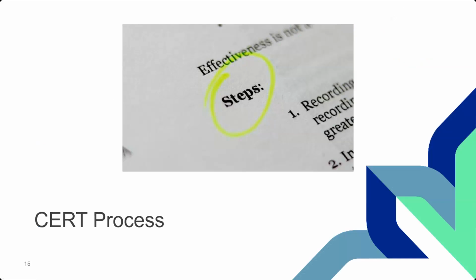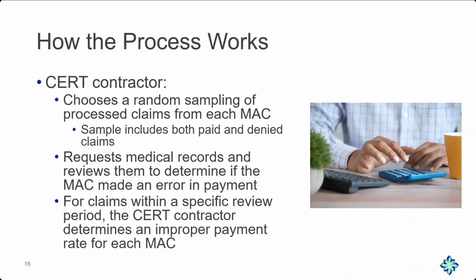Now I'm going to provide an overview of the CERT process itself. It begins with the claim selection. Next, the CERT review contractor is going to request records, and once received, they are going to be reviewed. If the review contractor determines an improper payment, remember this can be an overpayment or an underpayment, an improper payment category is assigned to the error. And finally, the last step in the process is that the improper payment rate is calculated.